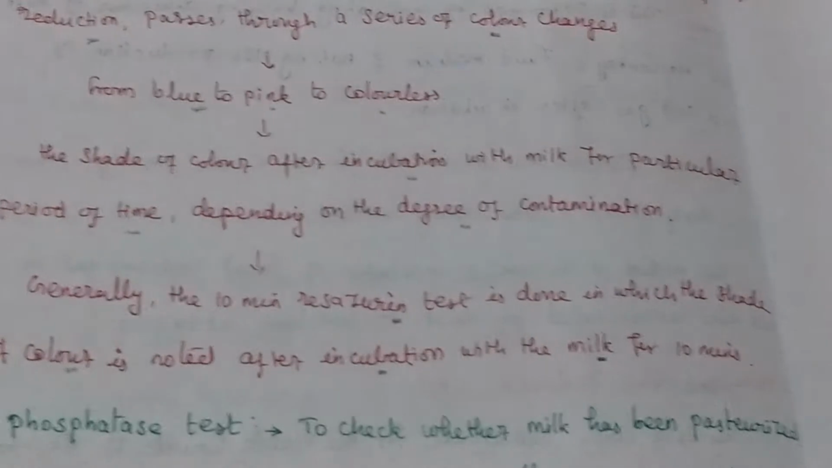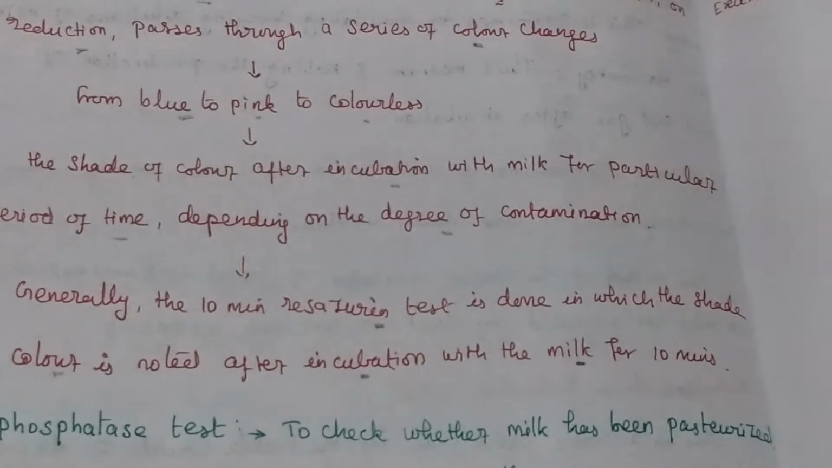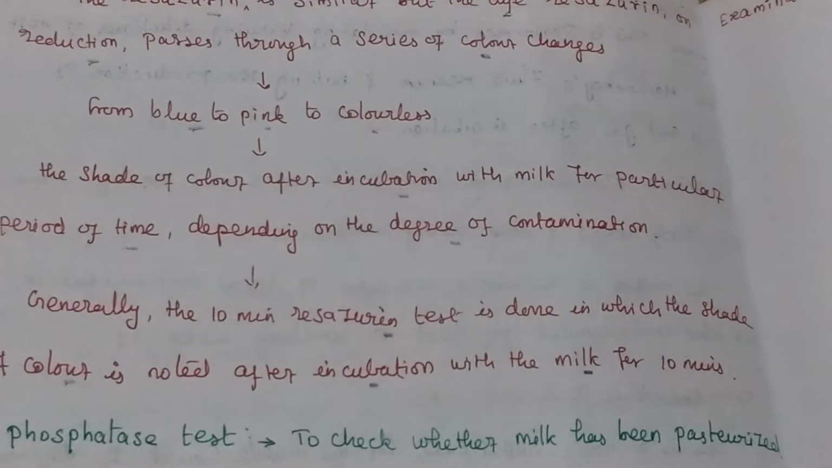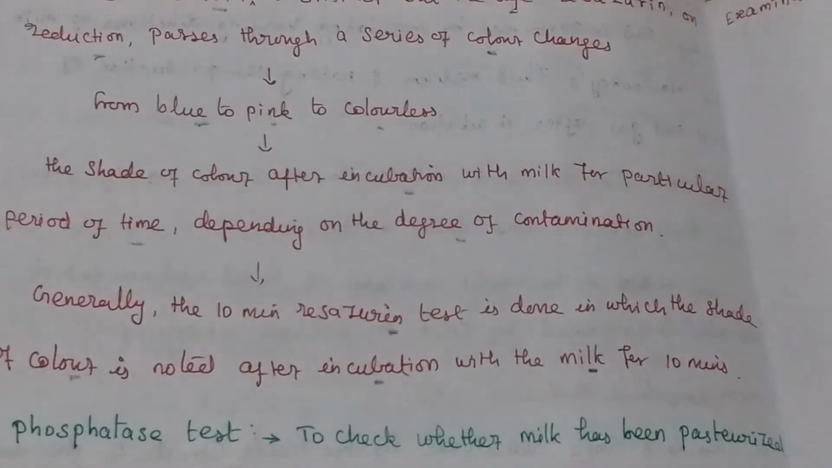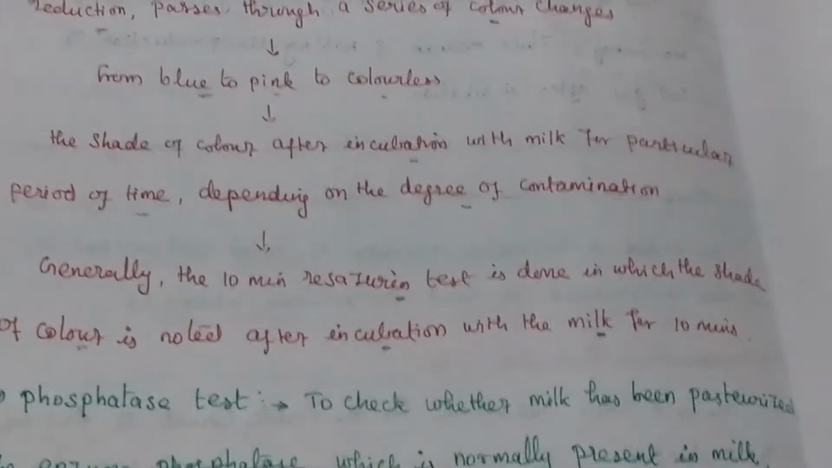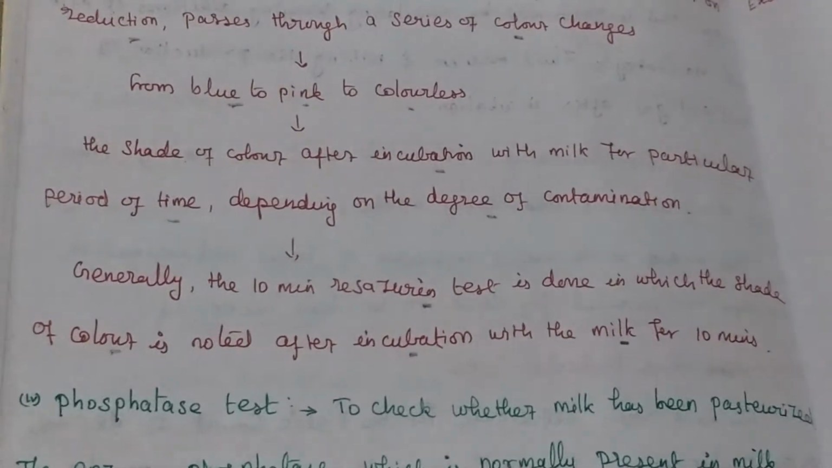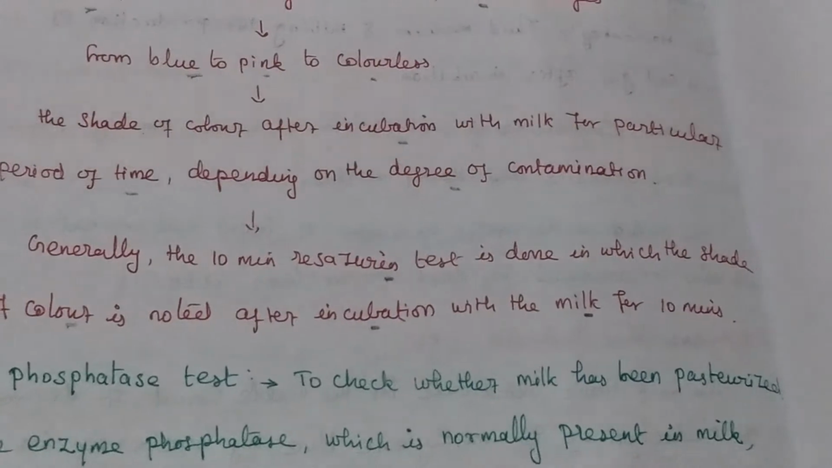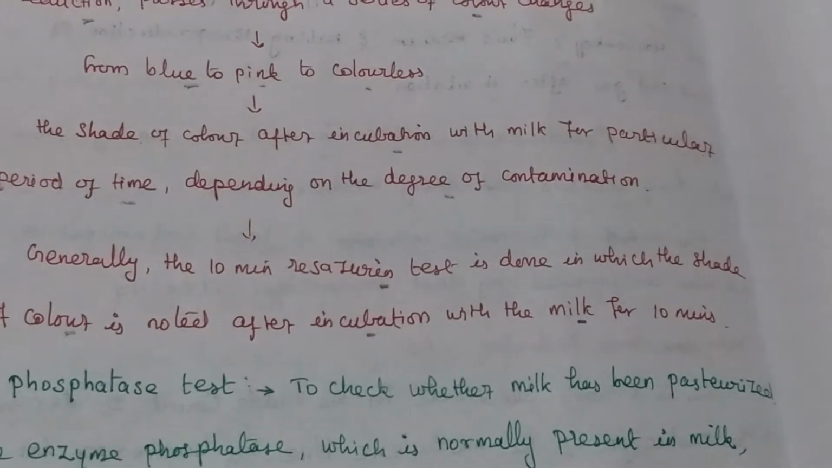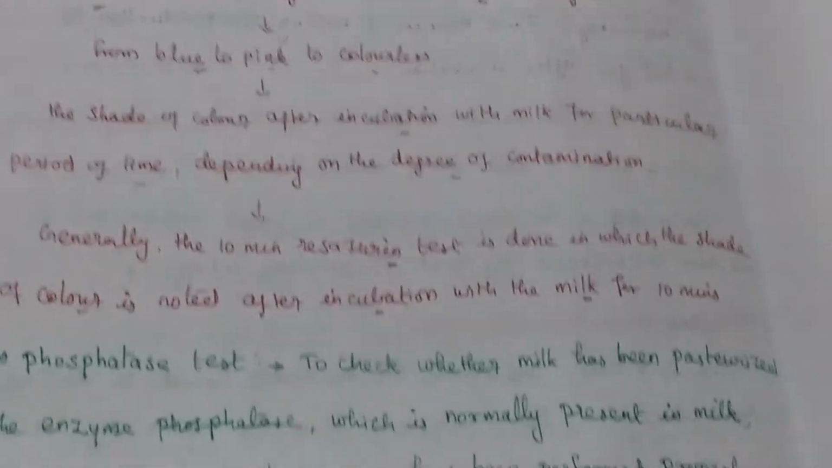The shade of color after incubation with the milk for a particular period of time depends on the degree of contamination. Generally the resazurin test is done for 10 minutes, and the color change is observed after 10 minutes of incubation with the milk.